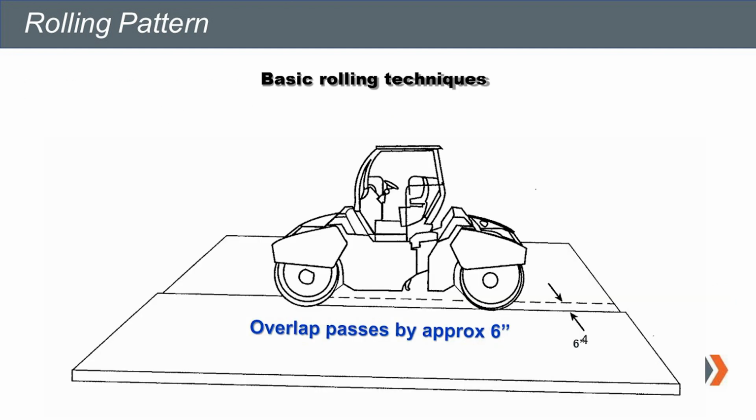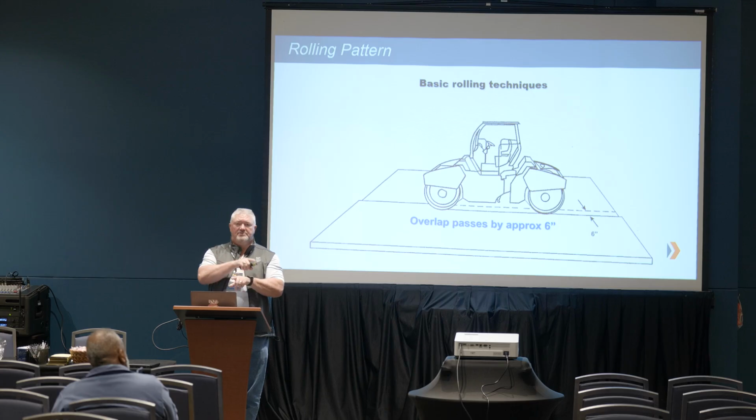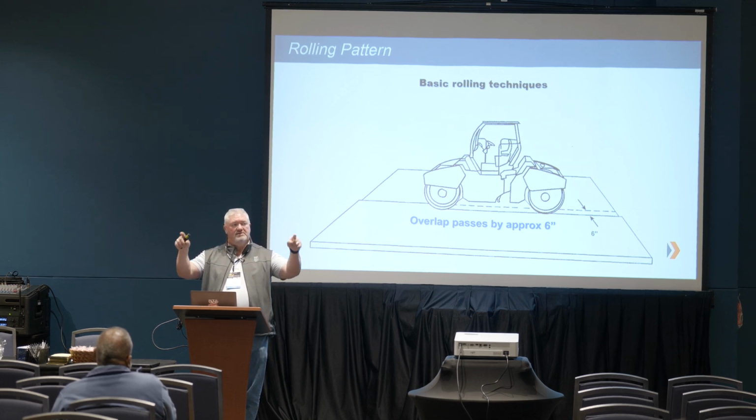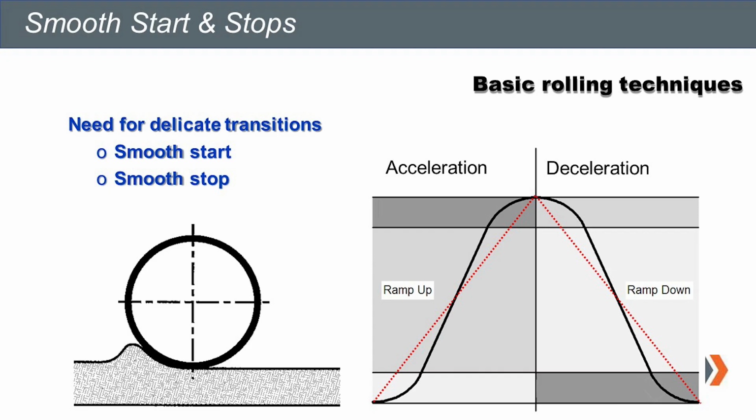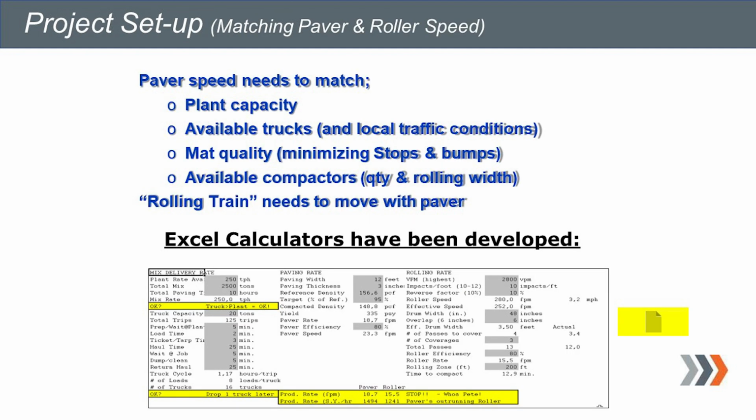We also want them to at least overlap a minimum of 6 inches. If I don't overlap 6 inches, I'm going to create a tear area, because there's a bow wave of material in front of the drum and a slight bow wave on the side of the drum, and if we don't overlap that, it's going to tear. It loosened up the material, and we're not going to be able to put it back together. Slow starts and stops, like I said, are usually designed and built into the machines.